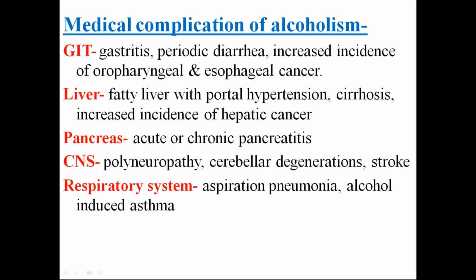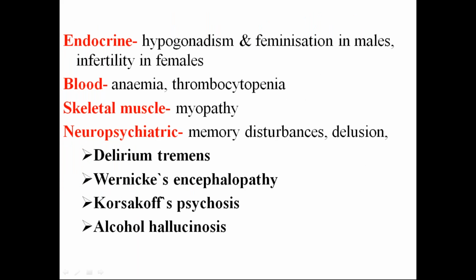CNS symptoms: polyneuropathy, cerebral degeneration, and strokes can occur. Respiratory symptoms: aspiration pneumonia and alcohol-induced asthma are other problems alcoholic patients will face. So almost all systems, GIT, liver, CNS, respiratory, and pancreas, are affected in chronic alcoholic patients. And then endocrine: hypogonadism and feminization in males and infertility in females are features. Alcohol is a nervous system depressant, so we have loss of potency in males and infertility in females.